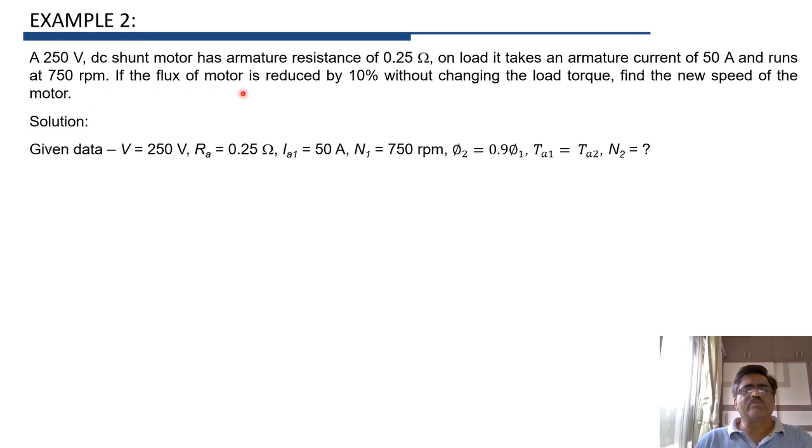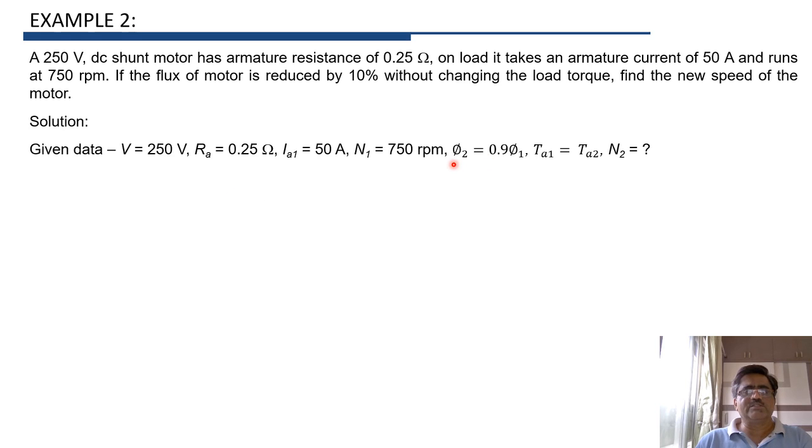If the flux of motor is reduced by 10%, means in the second case the flux is reduced by 10%, and therefore phi 2 is equal to 0.9 into phi 1. Phi 1 is the flux in the first case. Without changing the load torque, means load torque TL is kept constant. Find the new speed, means we have to calculate N2 of the motor. So here the flux control method is used and the flux is reduced by 10%. What will be the new speed?